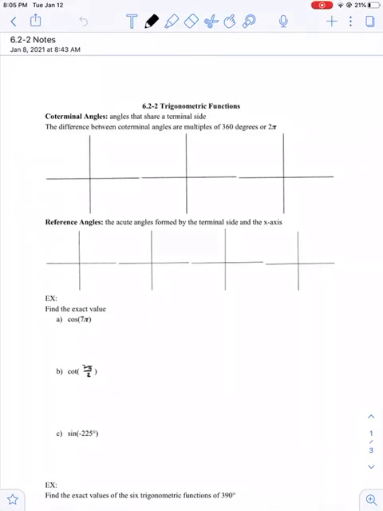Hey everyone, today we're doing 6.2-2, trigonometric functions continued. And so we're looking at those coterminal angles and reference angles again.